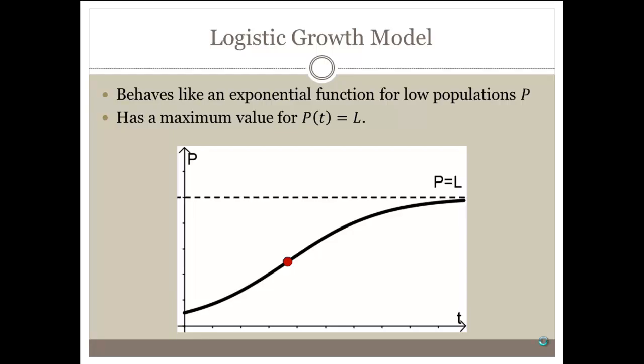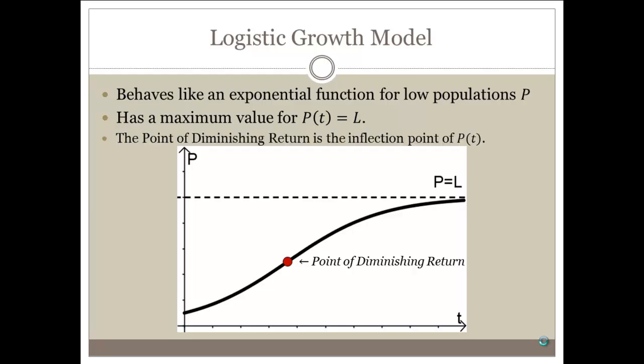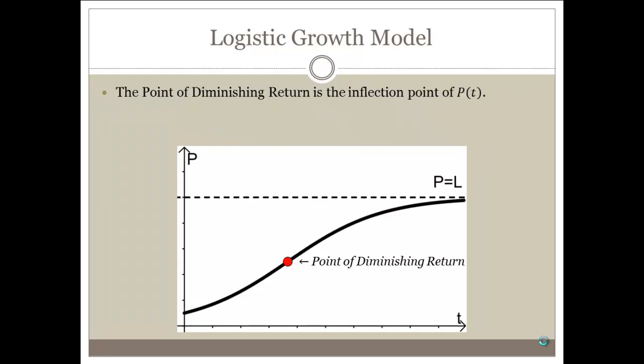The point where we see this change is called the point of diminishing return. Notice that at this point, our function changes from concave up to concave down. So the point of diminishing return is the inflection point of P of t. Since the point of diminishing return is an inflection point, we can see that it's the place where our function P of t increases the fastest.